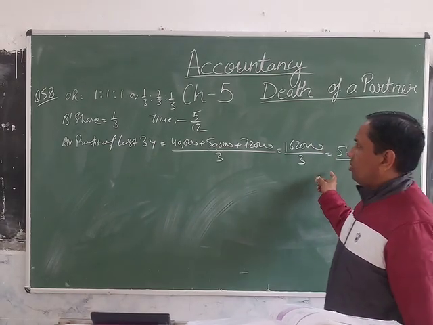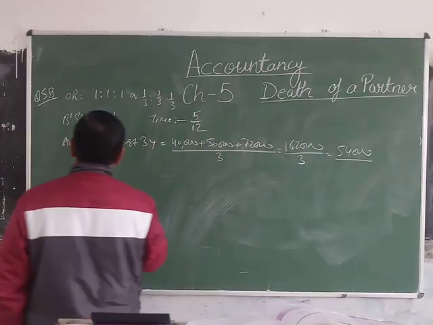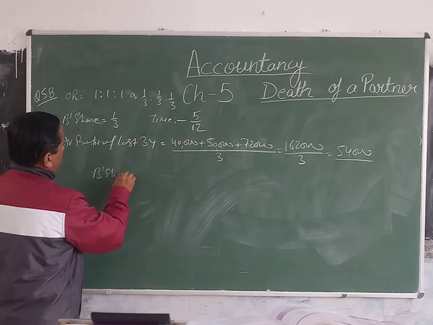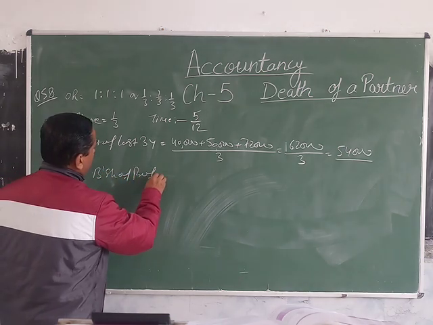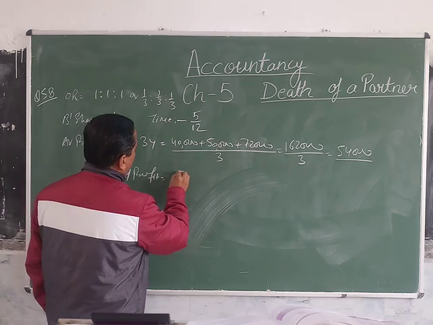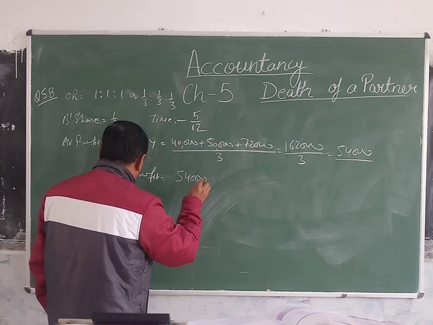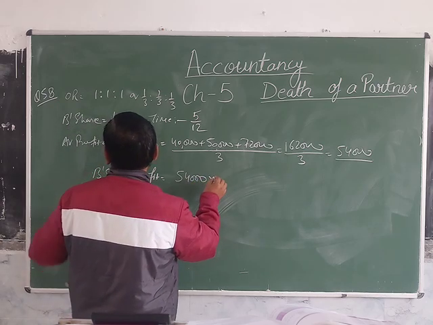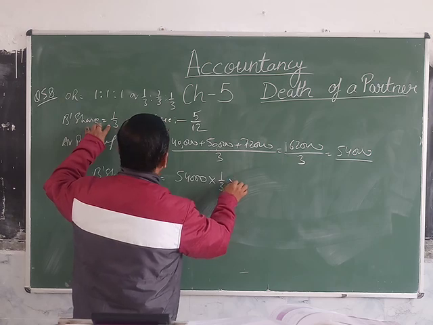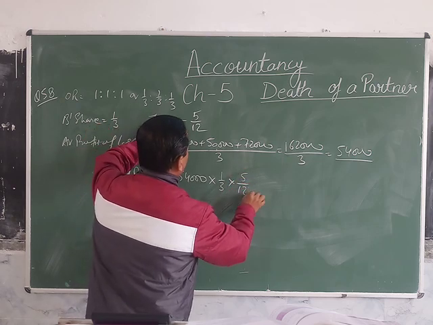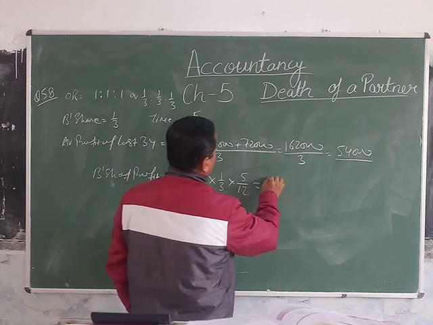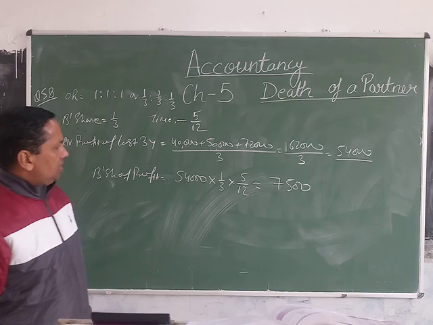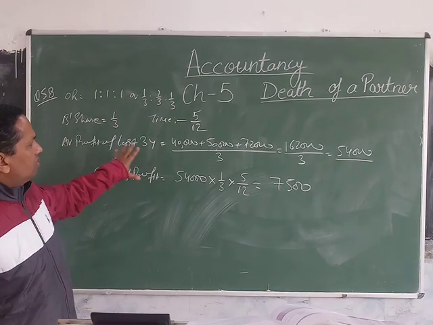After that we calculate the deceased partner's share of profit. B's share of profit is equal to average profit of the last 3 years into time into share. The share is 1/3 and the time is 5/12. So this is calculated as 7,500. So B's share, the deceased partner's share of profit, is calculated.